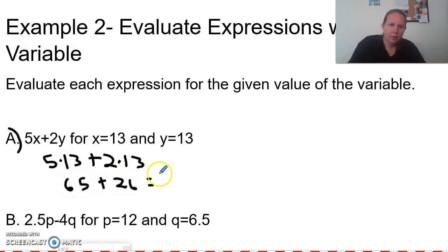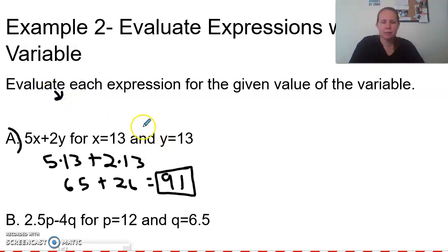Make sure I got that. Yep. Okay, so then if I add these together, well, 5 and 6 is 11, so I'd have 91. All right. So that is my answer. Again, I'm solving the problem by substituting in what is that actual value for that variable.